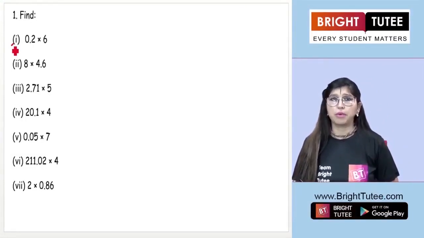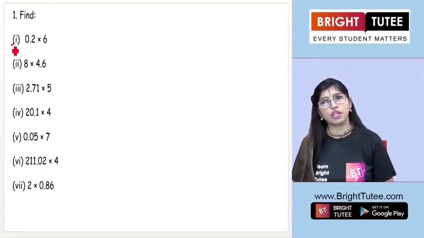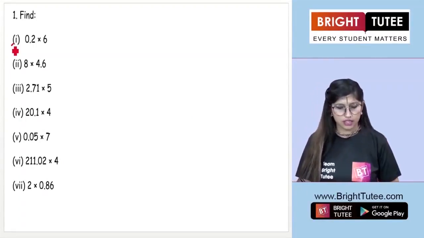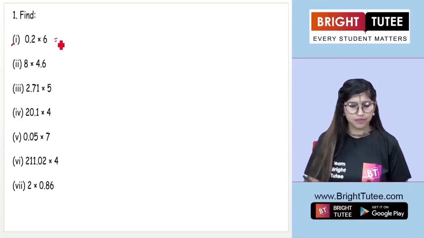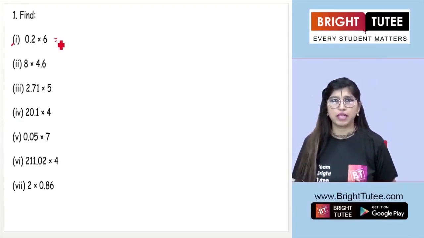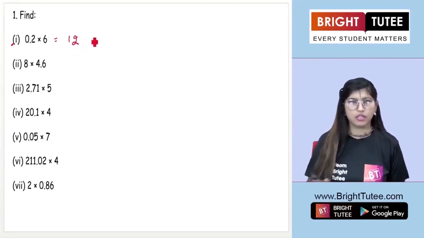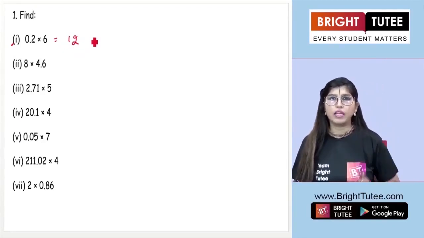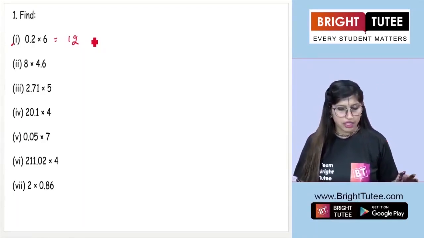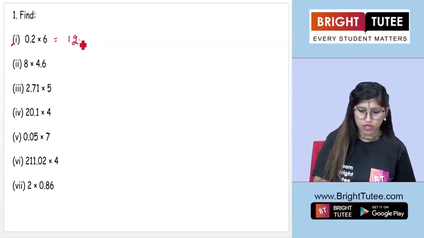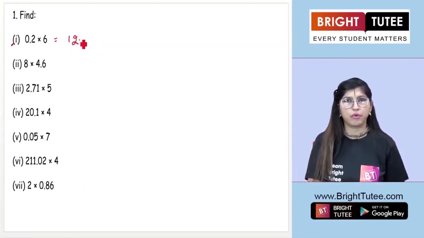Again, be with your pen and paper. Try and solve it yourself so that whatever answer I write, you can give it a check at least. So how do we go about it? We'll be multiplying these two numbers as they are first of all. So 2 times 6 will be 12. Now we have only one digit after the decimal point. Now 0.2 into 6. 12 is equivalent to 12.0.